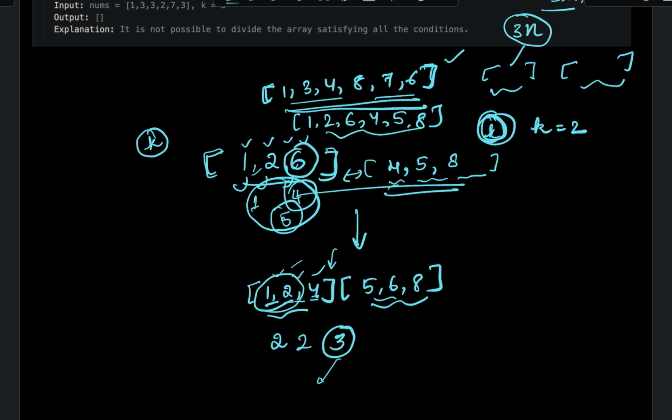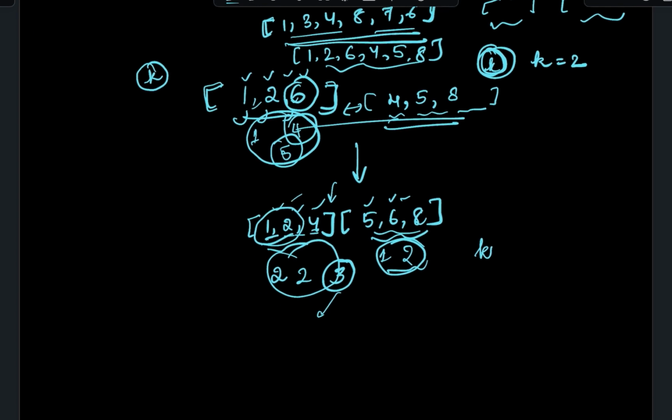Now likewise, let's see here. What is 6 minus 5? It's 1. 8 minus 6 is 2. So the differences are within the mentioned k values, correct? Now, this is because the elements that are arranged are nearer to each other.